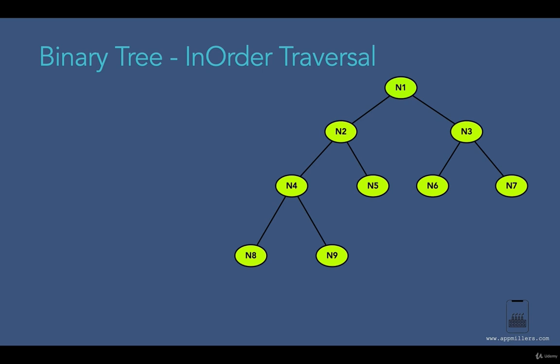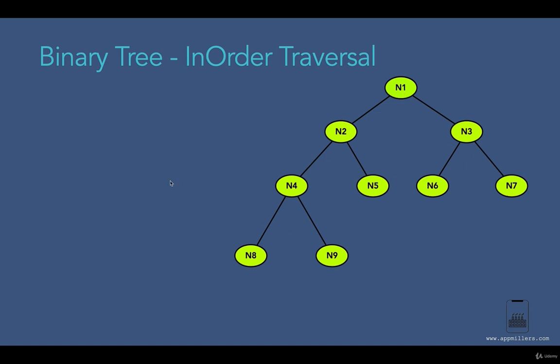Alright, in the last lecture we have learned pre-order traversal in binary tree. Now in this lecture we are going to learn in-order traversal. So let's say we have a binary tree like this and we want to in-order traverse through it. As you remember in the previous lecture, the pre-order traverser first visits the root node, then the left subtree and then the right subtree.